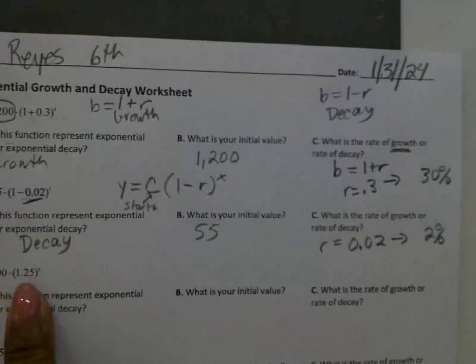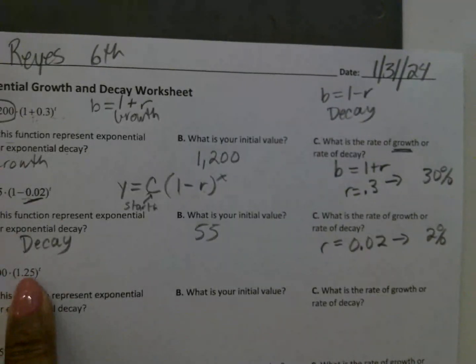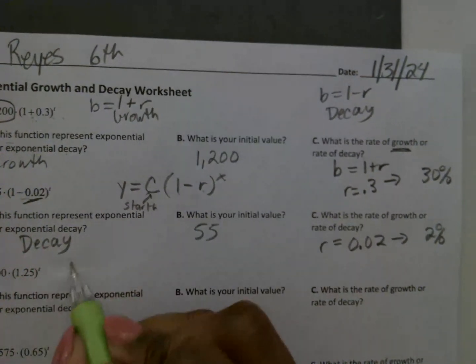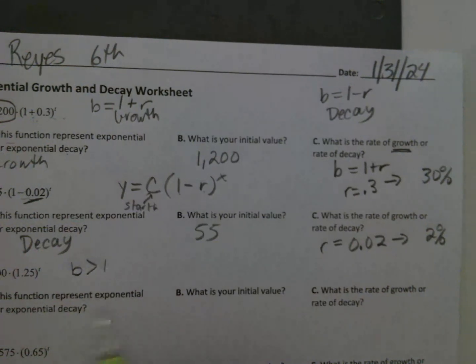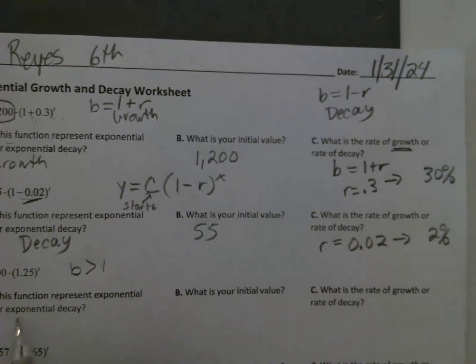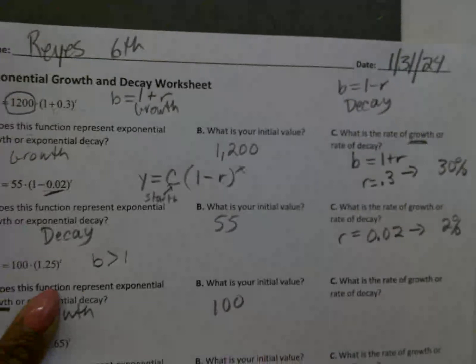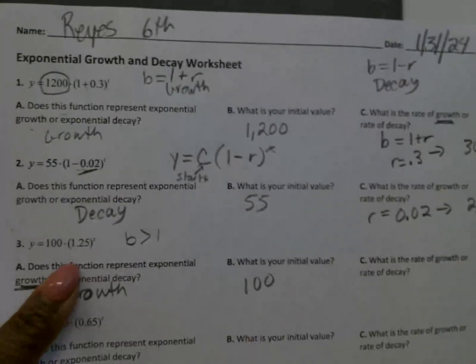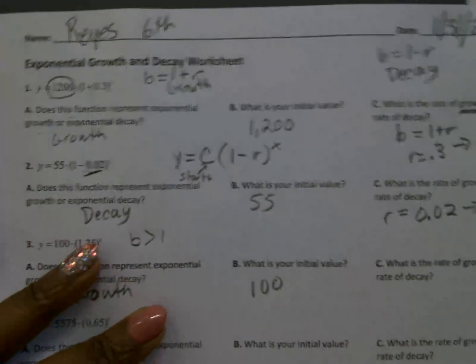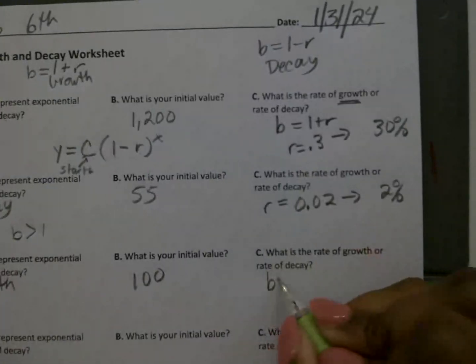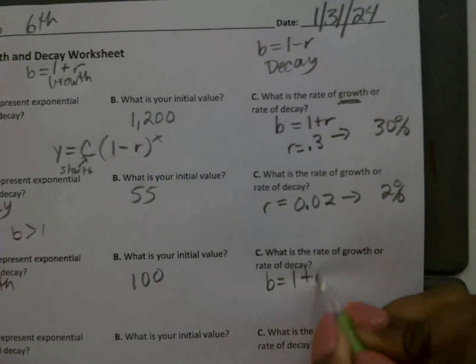All right. Let's do this one. Do you see how this one is not broken up like the first two were? But my B here is greater than 1. So again, this is exponential growth because B is greater than 1. The initial value is the 100. And then, let me move this over some. And then the formula you use is B is equal to 1 plus R.